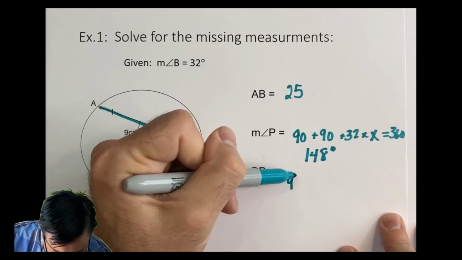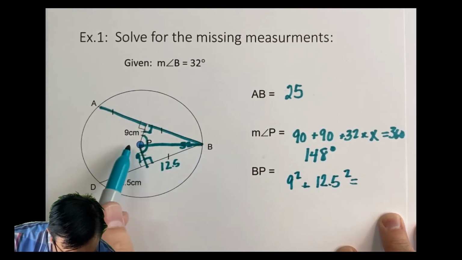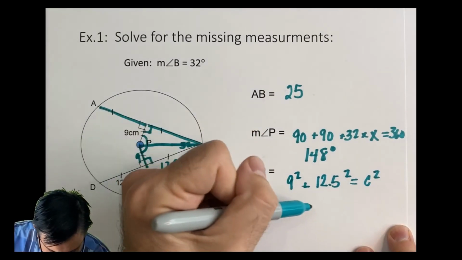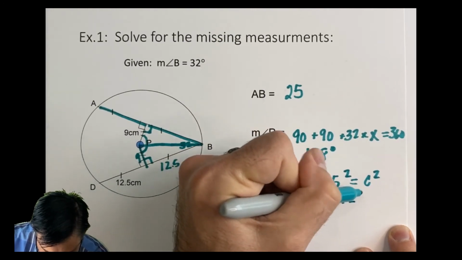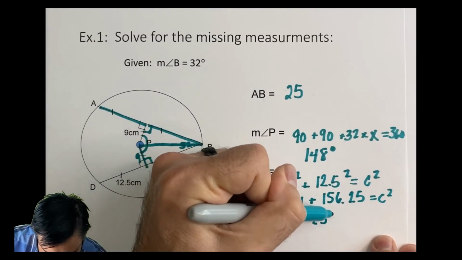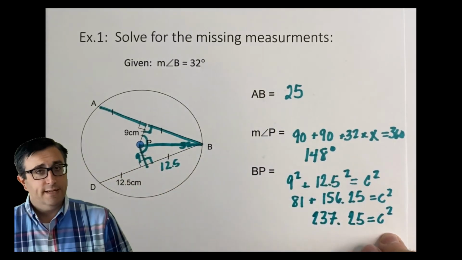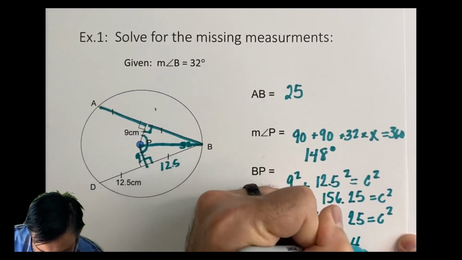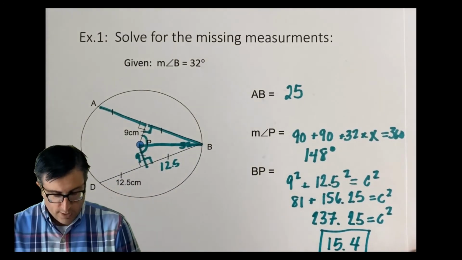So in this case, we have 9 squared plus 12.5 squared, and that equals this section, C squared, because it's across from the right angle. 9 squared is 81. 12.5 squared is 156.25. Add those two numbers up, you get 237.25 equals C squared. And we don't want C squared, we just want C. So we have to take the square root of that number. And the square root of that number, rounded to the nearest tenth, is roughly 15.4. So BP is 15.4 centimeters long.